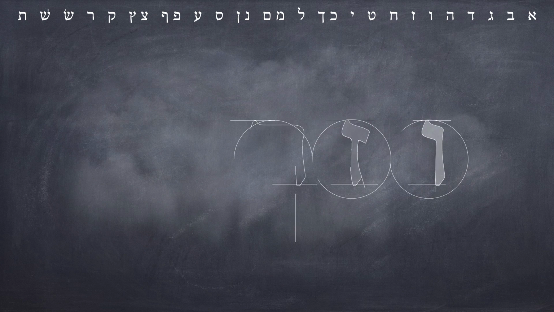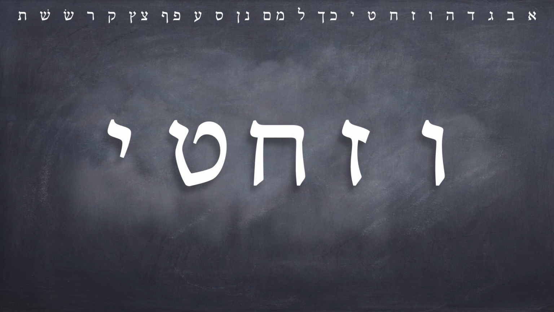So in this lesson, we've learned 5 more letters. We have Vav, Zayin, Chet, Tet, and Yod.